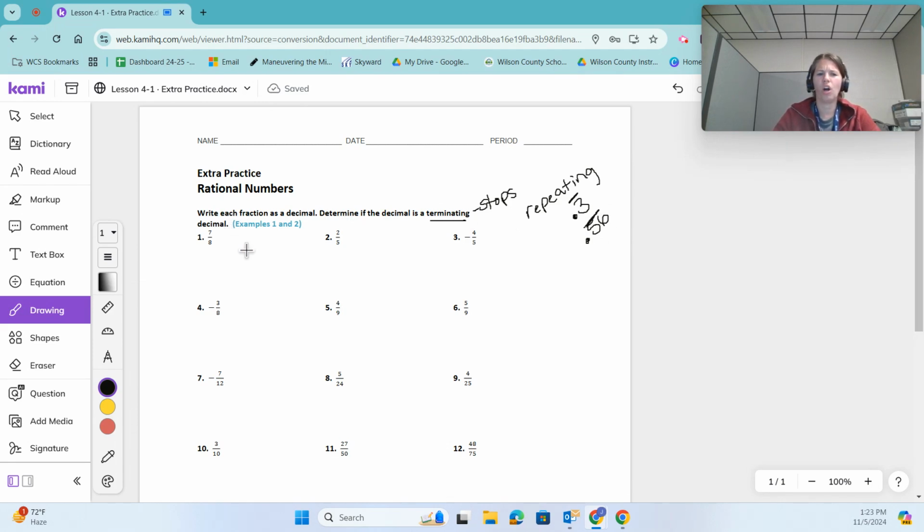So fractions will either be one or the other. They will be terminating or they will be repeating. And that means they are rational numbers because they can be written as a fraction.